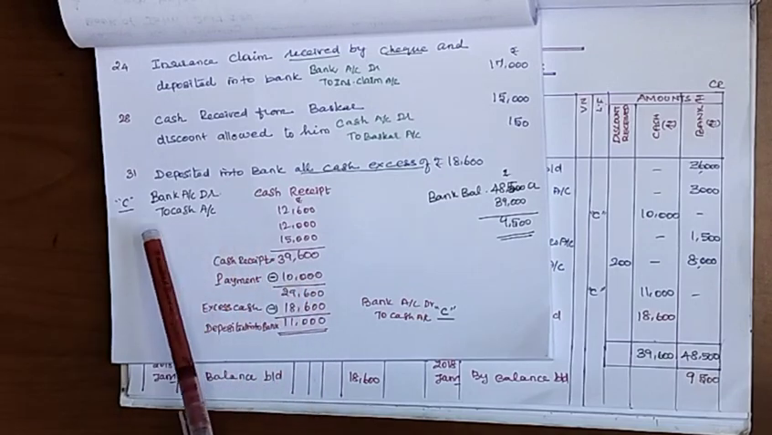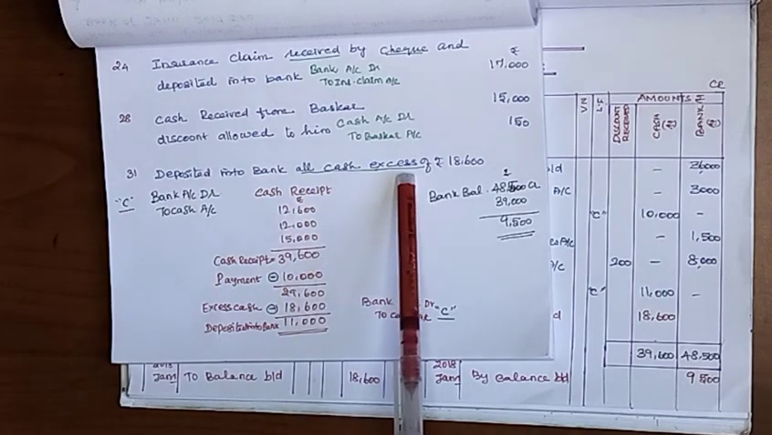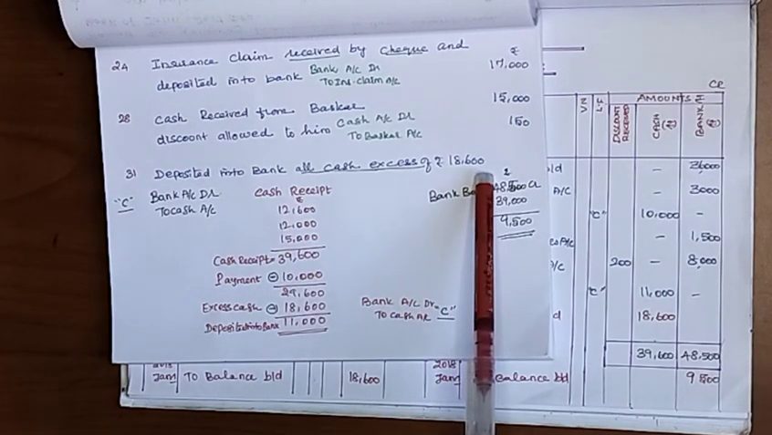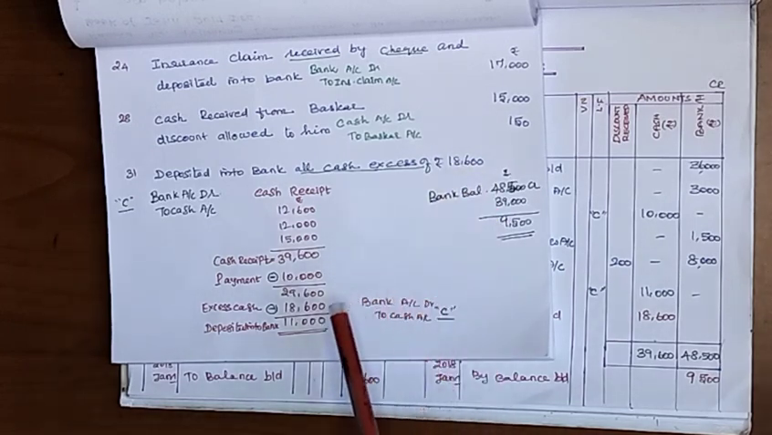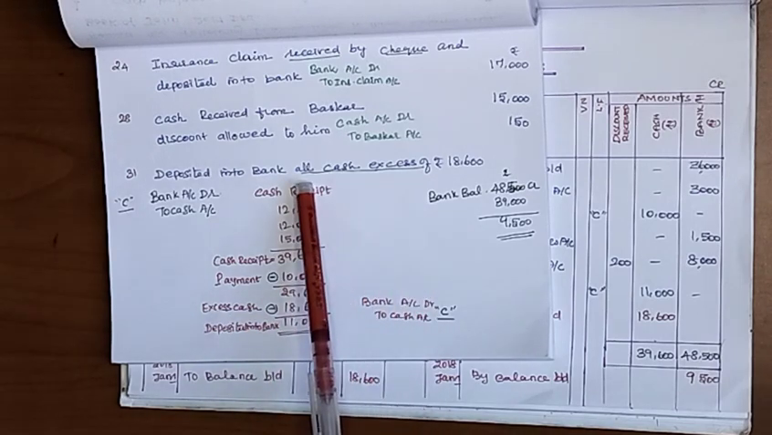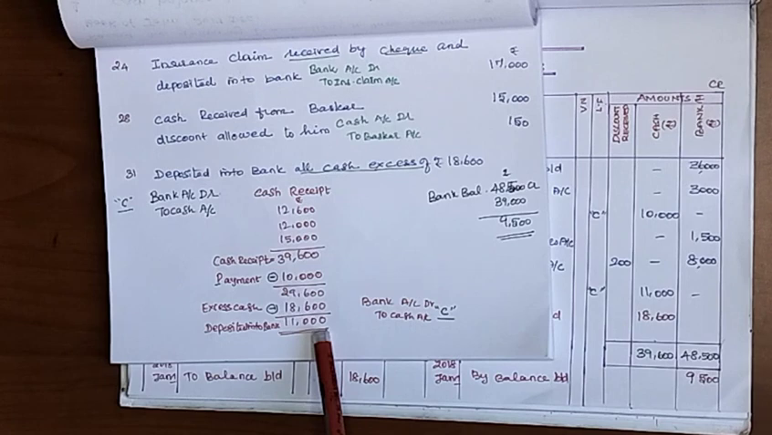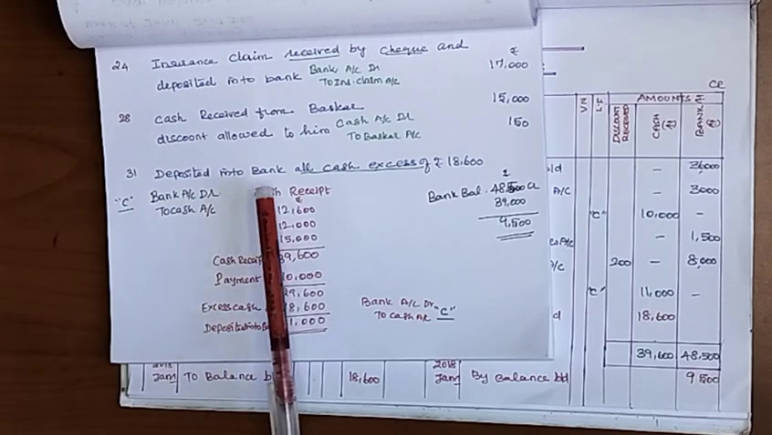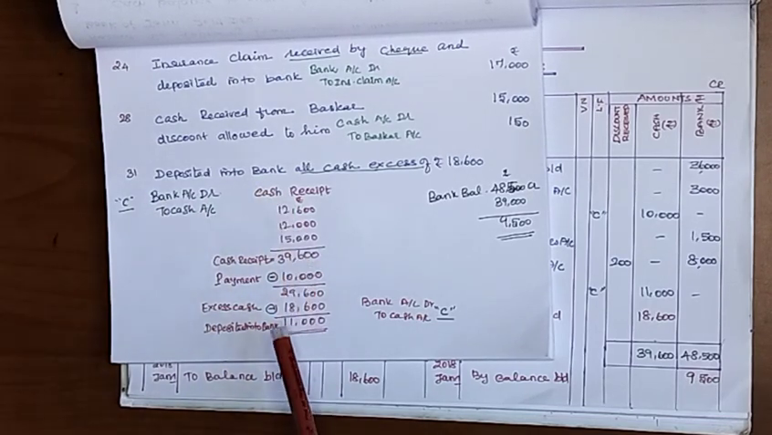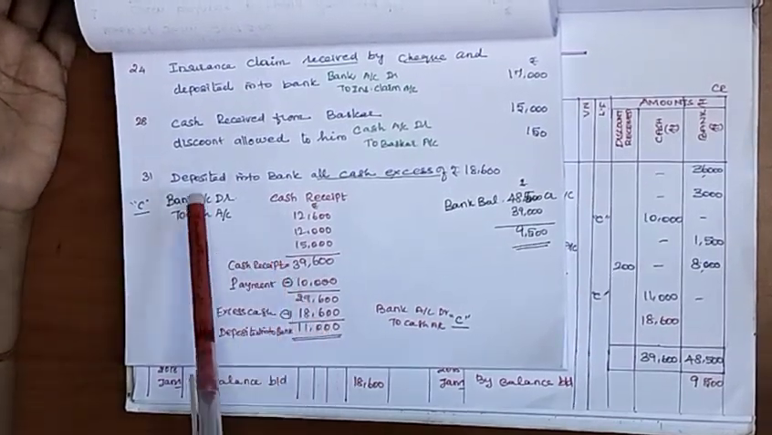So what does this transaction give us? Deposited into bank all the cash in excess of 18,600. So we have to subtract that 18,600 from 29,600. This is the excess cash. What do we get? We get 11,000 rupees. This 11,000 rupees we have to deposit into bank. So how much rupees do we deposit into bank? This 11,000 rupees.